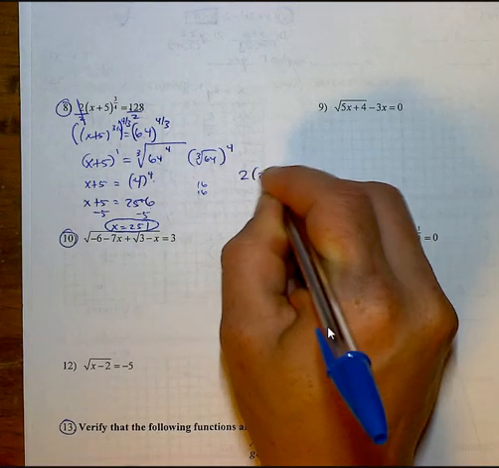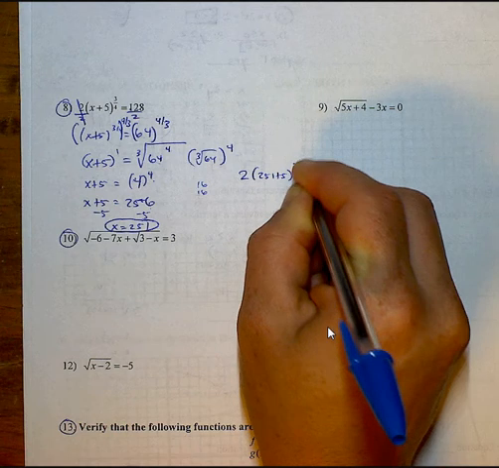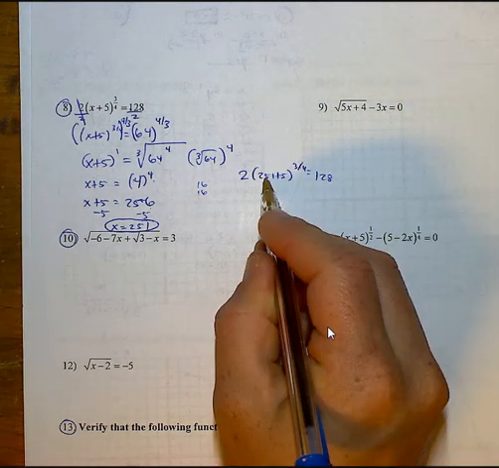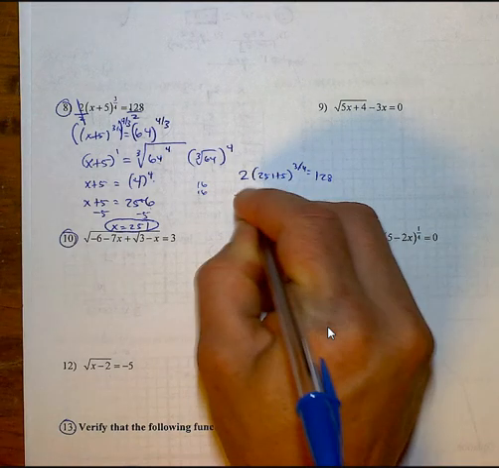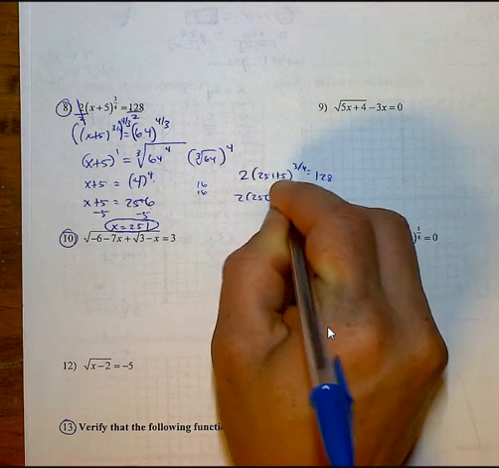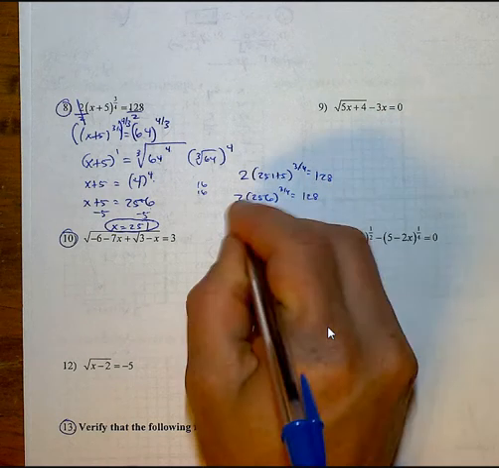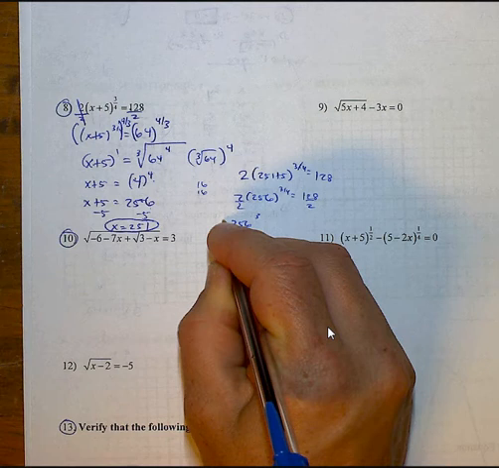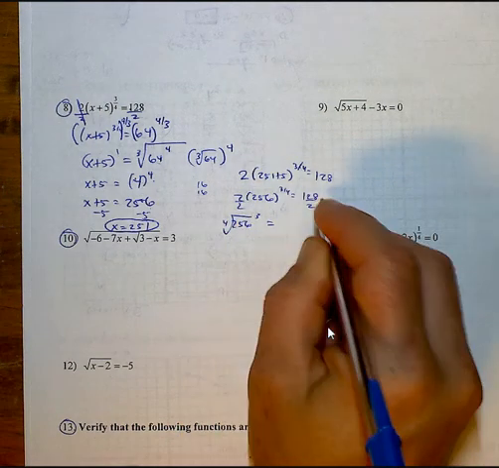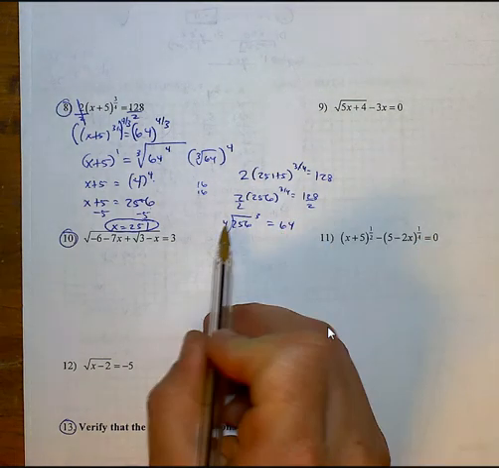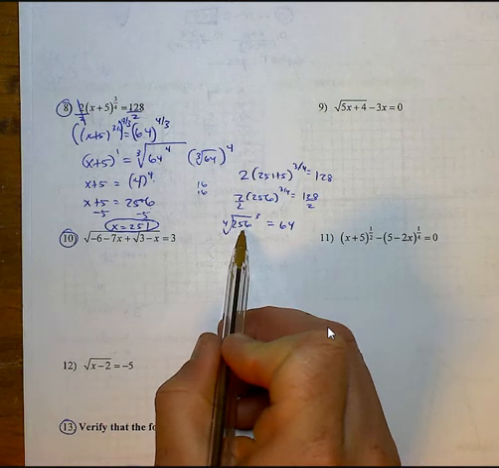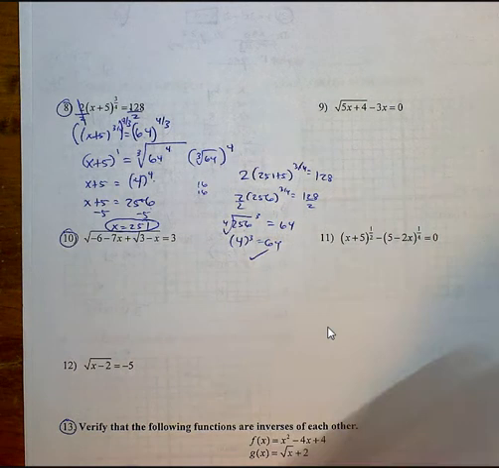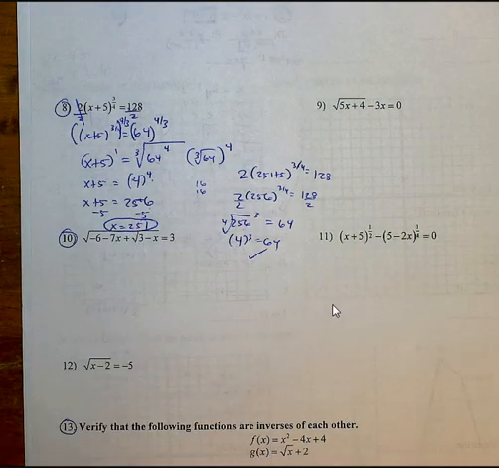And then you can, of course, plug that back in there to check. 2 times 251 plus 5 to the 3/4 equals 128. So 251 plus 5 is 256. If you want, you can divide by 2 there. So 256 to the 3/4 power, when we're doing the 4th root of it, is supposed to give me 64. The 4th root of 256 is 4, you can check this on your calculator, and 4 cubed does in fact give you 64. So we know that 251 is not extraneous.